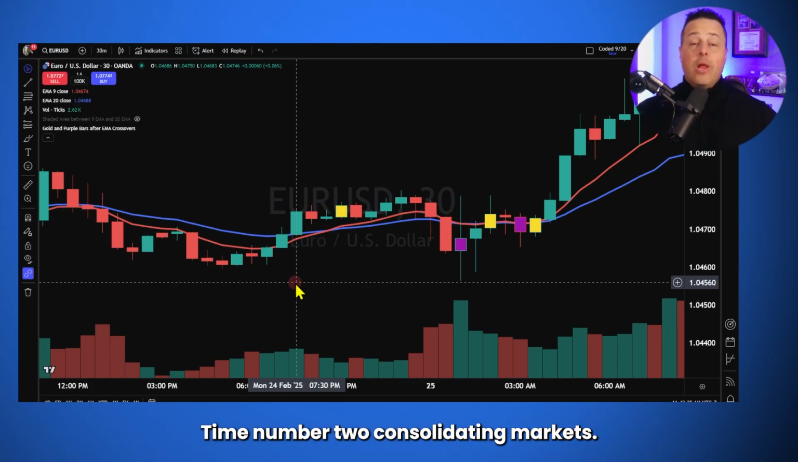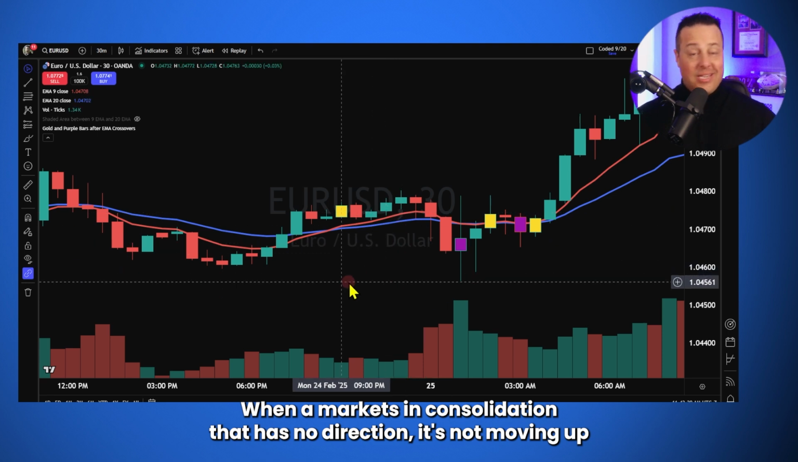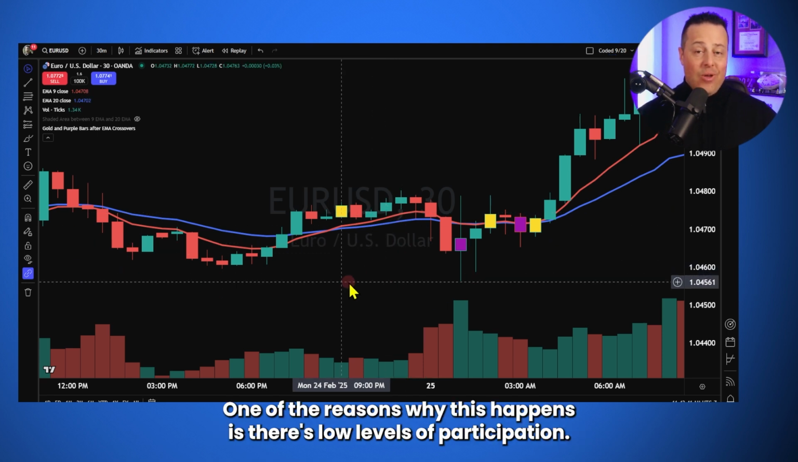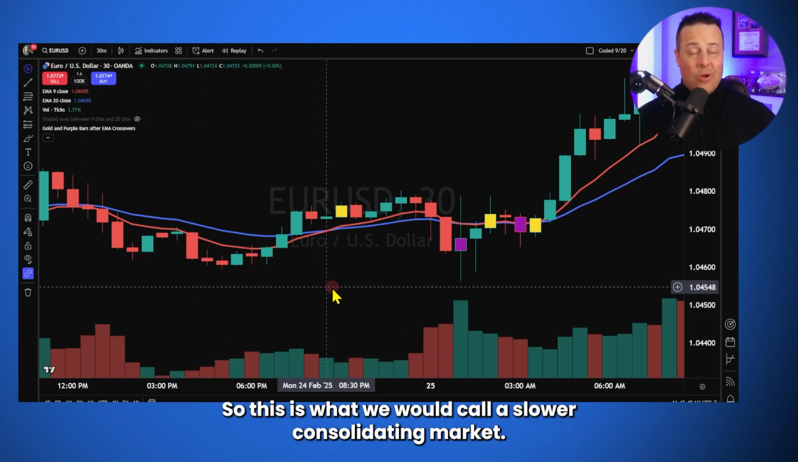Time number 2, consolidating markets. When a market's in consolidation, it has no direction. It's not moving up and it's not moving down. One of the reasons why this happens is there's low levels of participation. Traded volumes are typically much lower than normal, so this is what we would call a slower consolidating market.